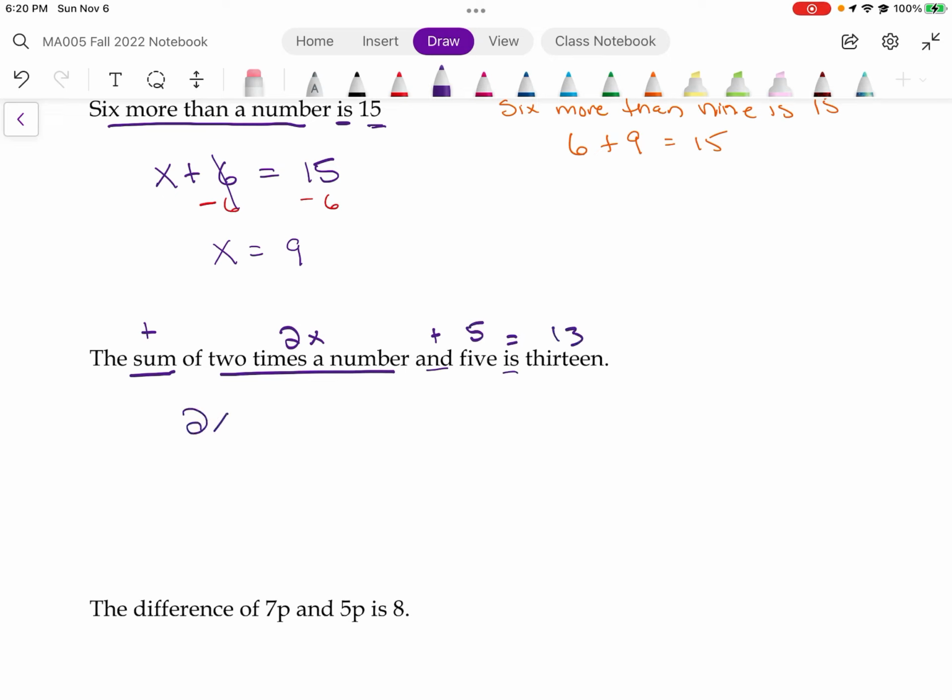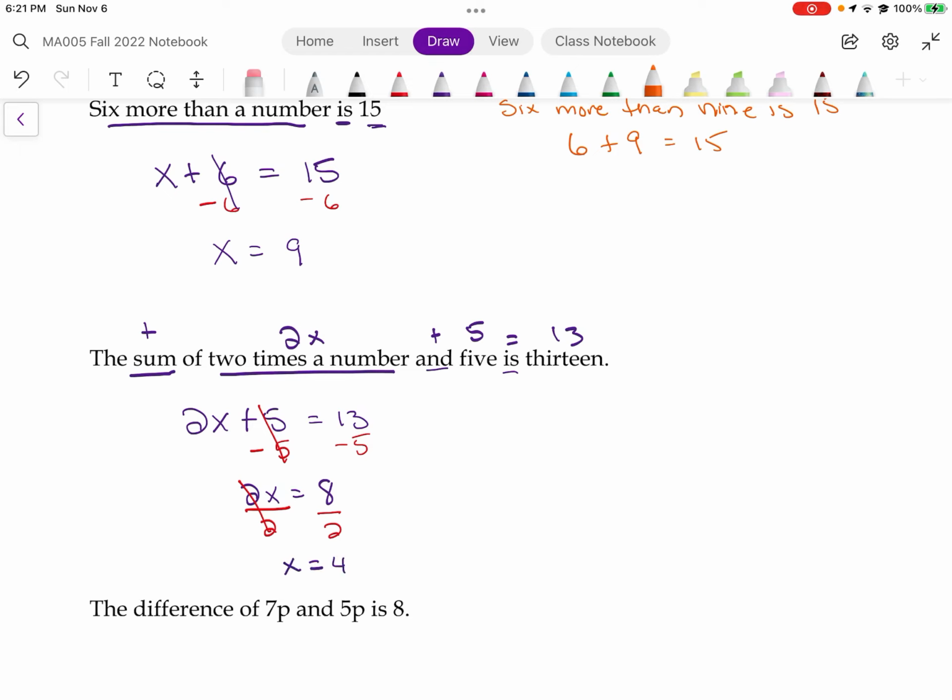Okay, so we've got 2x plus 5 equals 13. So I'm going to subtract 5 from both sides, and I get 2x equals 13 minus 5 is 8. Oh, we haven't done division yet, but well, this is a little review. So we've got 2x over 2. So you want to get the x by itself. You can divide both sides by 2, and I get x equals 4.